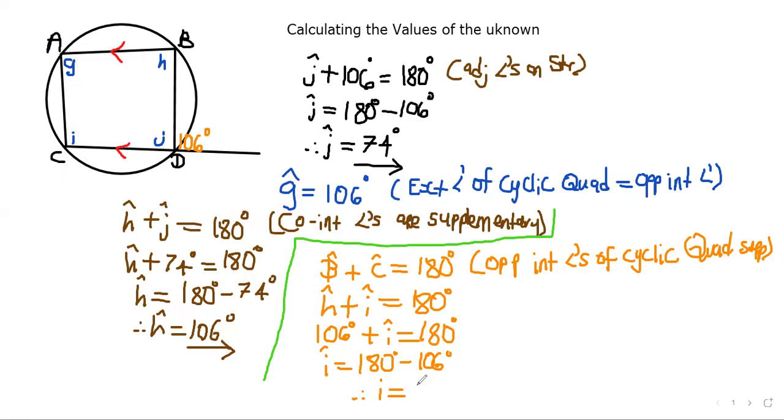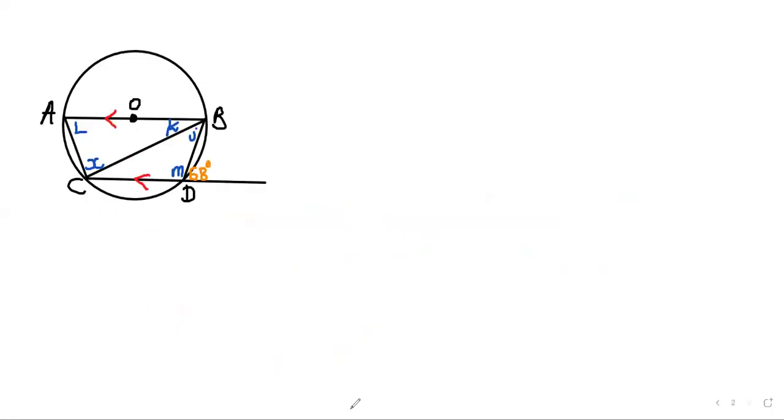So you can consider writing 74 degrees, right? So that's 74 degrees. So that's how we solve this. Then coming back to the second diagram.